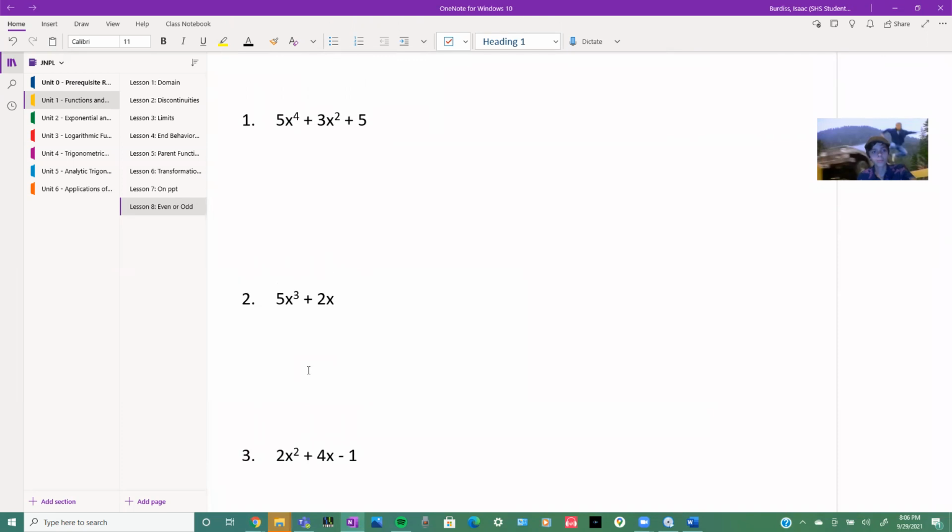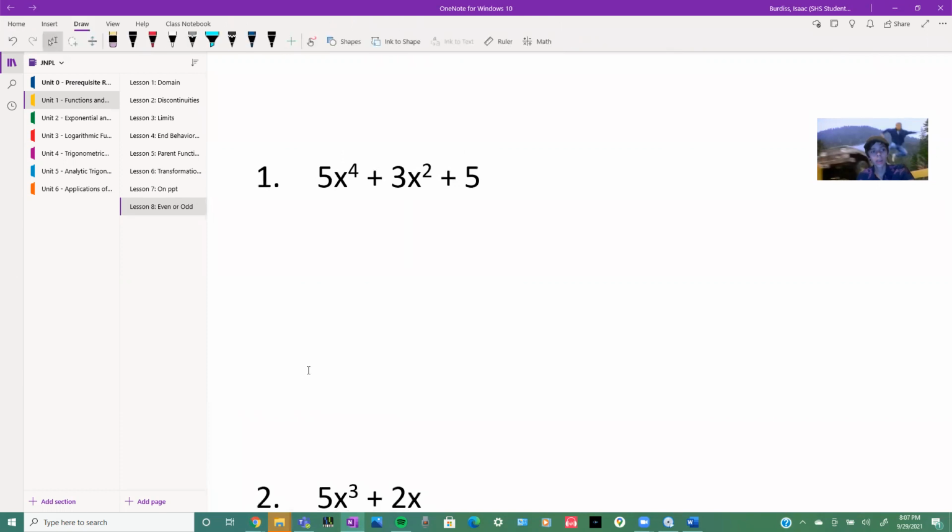All right, the first one. Since it's an equation, we need to look at each term and the degree of it. Okay, so the first term is 5x to the fourth. Since the 4 exponent is even, this term is even. E, I'll just put E. The next one, 3x squared, is also even because 2 is even. The 5, a constant, is always even.